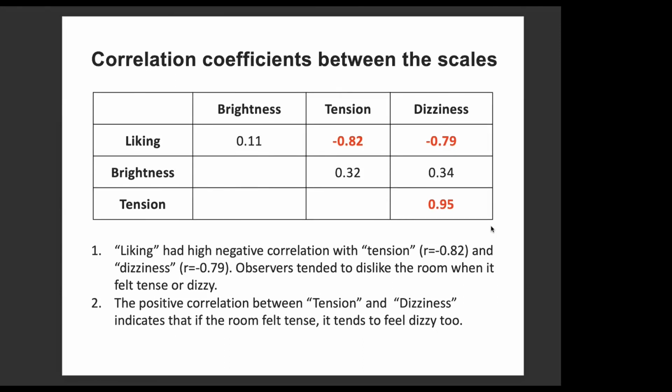And of course, we can do a comparison between these different scales for the room rating. We found that the liking and tension will have a very high negative correlation. For example, that means if you find a colored light room tense, you don't like it, right? Next slide, please.